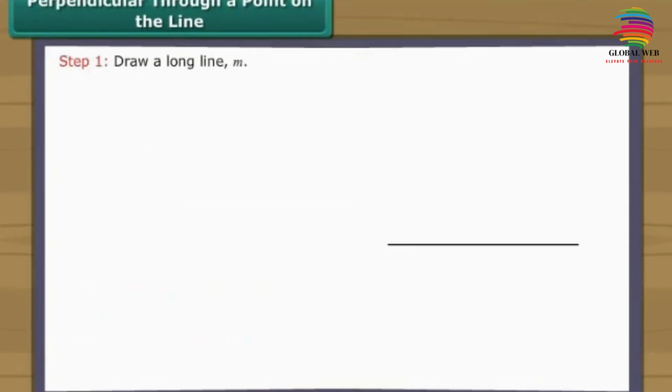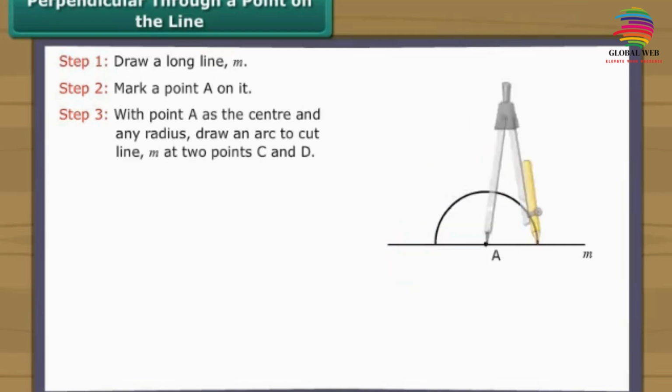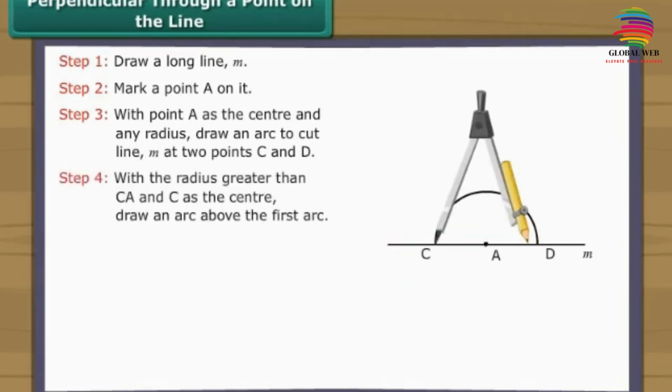Draw a long line M. Mark a point A on it. With point A as the center and any radius, draw an arc to cut line M at 2 points C and D. With the radius greater than CA and C as the center, draw an arc above the first arc.